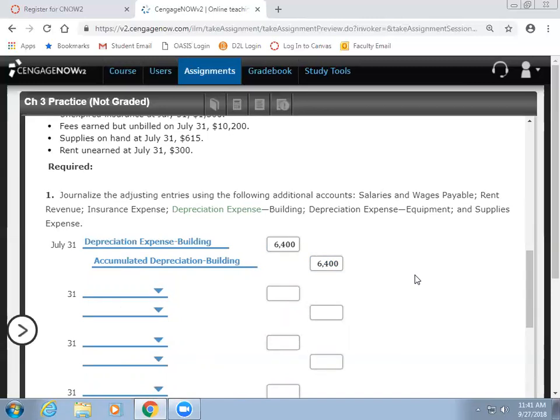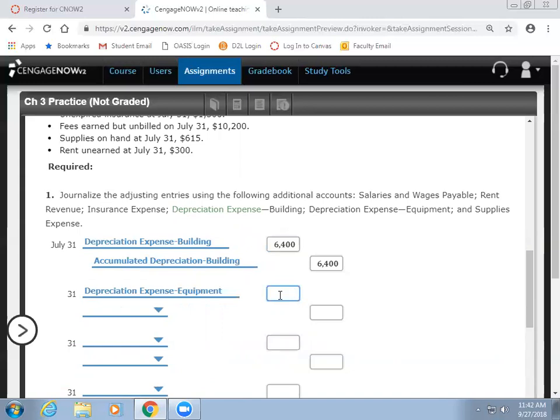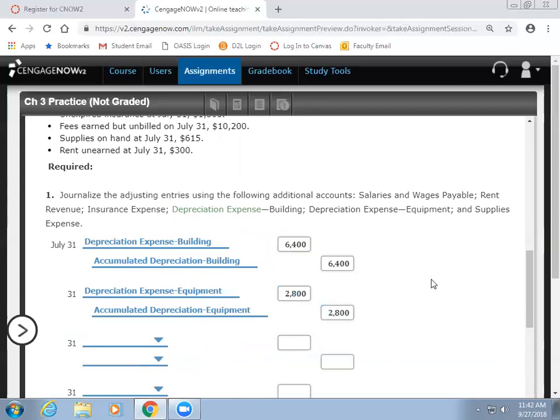Okay, so that's my first one. Pretty straightforward. The second one is as well. It says we have depreciation on equipment of $2,800. So it's really the same thing, just different numbers. So we're going to do depreciation expense on the equipment, $2,800. And accumulated depreciation on the equipment is credited, $2,800.